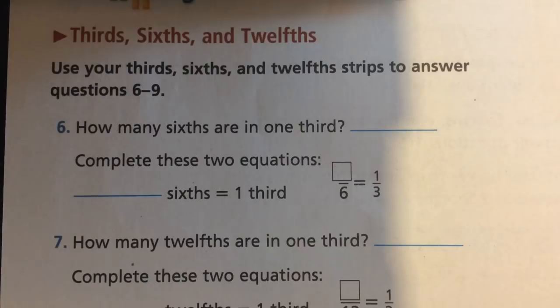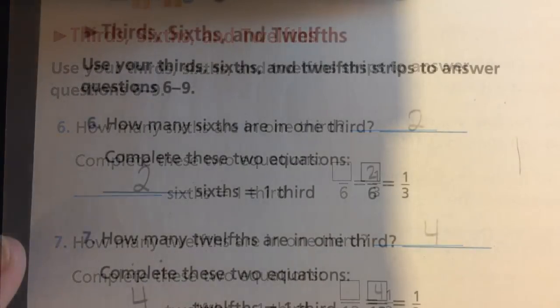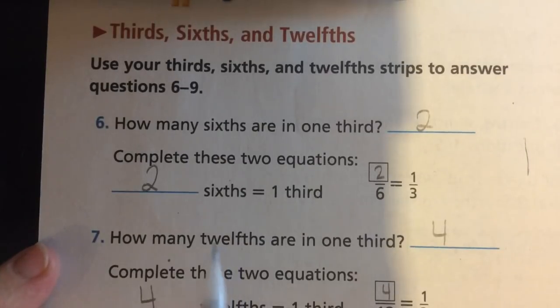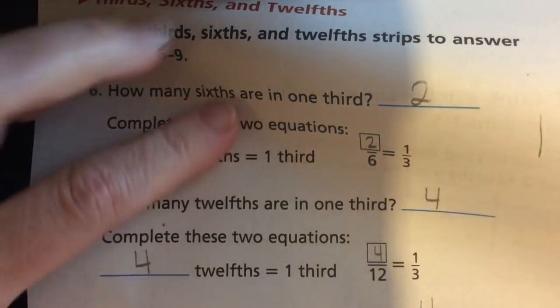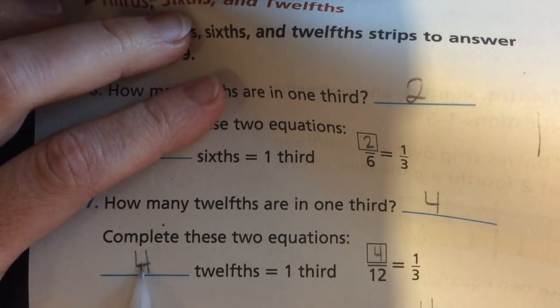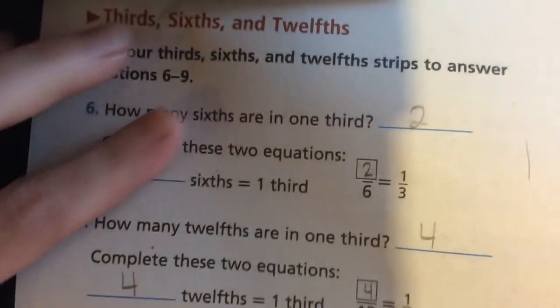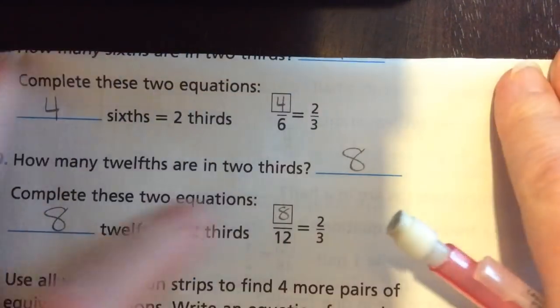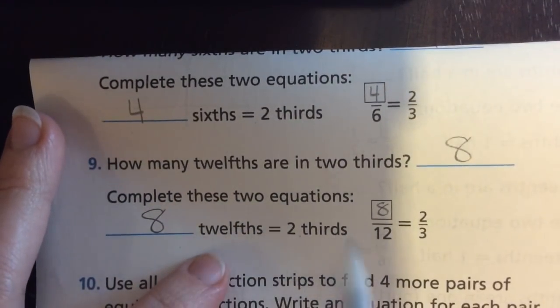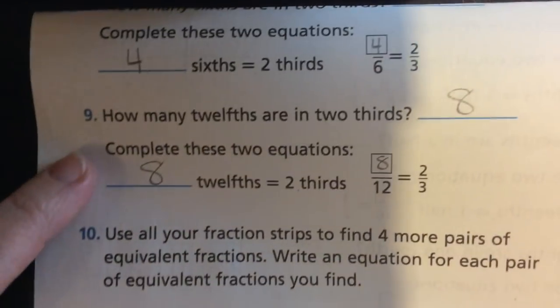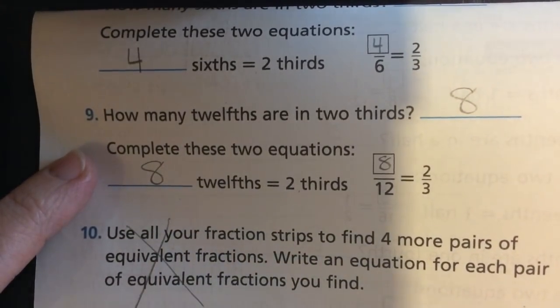I'm going to go through and do the answers for this, and why don't you pause and give it a try. Alright, here are the answers that I got. How many sixths are in a third? 2, so 2 and 2. How many 12ths in 1/3? 4, 4, 4. Here I got 4 sixths and 2/3 and 8 12ths and 2/3. I'm not going to worry about number 10 right now.